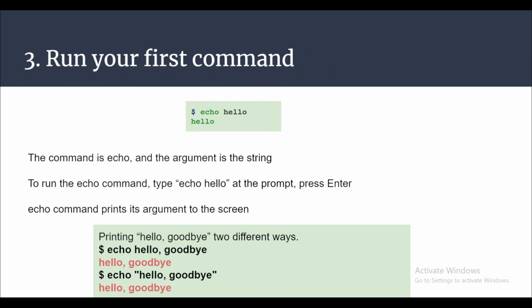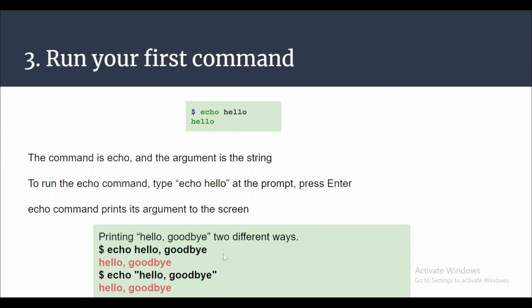Now coming to the next part, run your first command. So how can you run your first command? For example, if you want to print something, you can use echo. The echo command basically prints the argument as an output on the screen. In this particular command, the command is echo and the argument is hello, which is a string. To run the echo command, we need to type echo and hello, and then you just need to press enter and you will get an output, hello, on the screen.